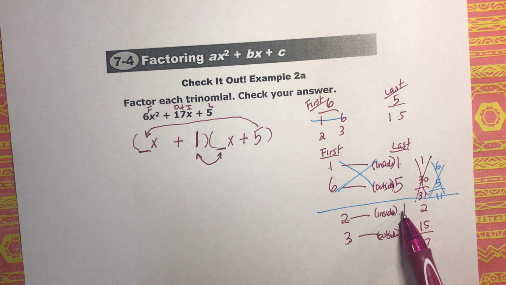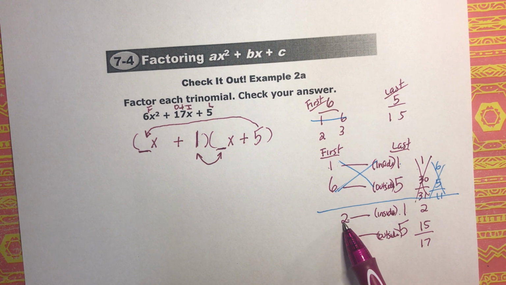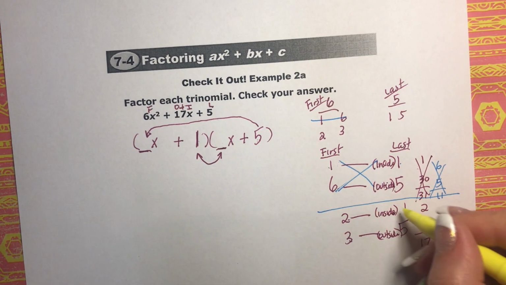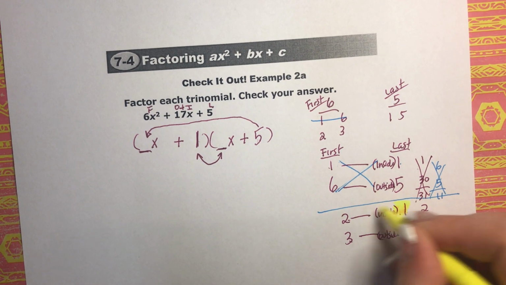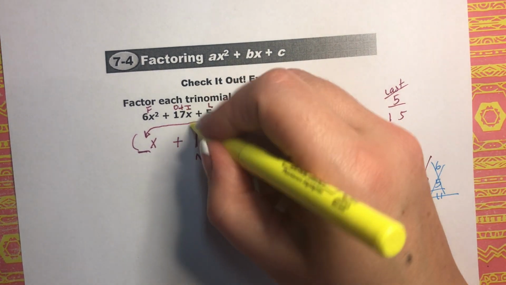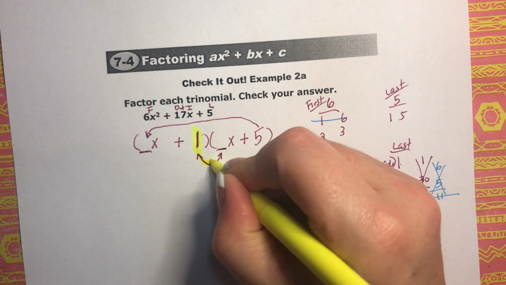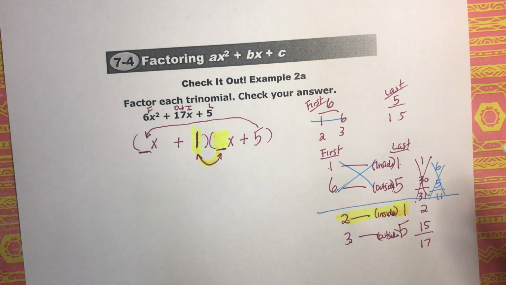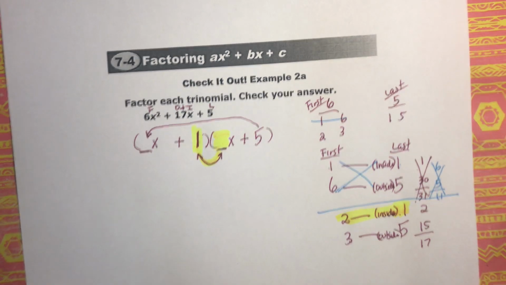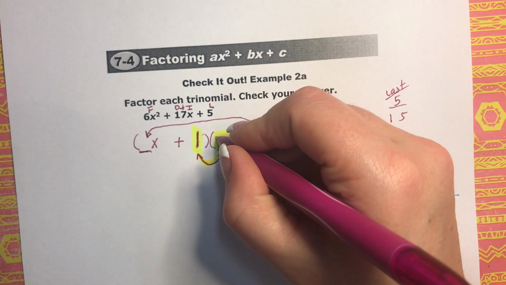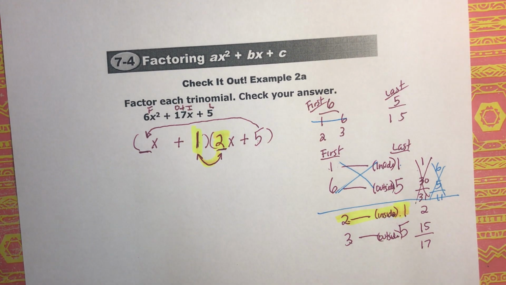Okay, so now we just need to put the numbers in the right spot. So I know that the 1 is on the inside, so that means that the 2 is also going to be on the inside, right? Do you see that? So this is the inside, right? This is my last, this is my 1, and it's going to be on the inside, so the 2 goes right in front of the x. There, because that is on the inside, right?